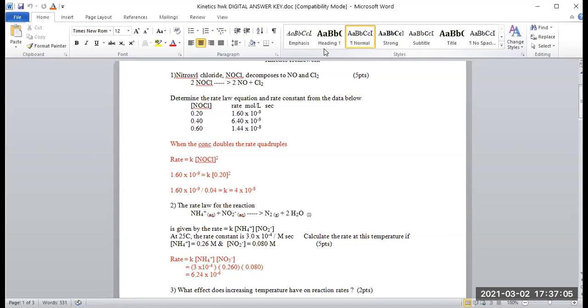Because remember, your choices are really limited to start with anyway. 0, 1, 2, 3 is pretty much it. This one ends up being a 2. I picked the top line of data to figure out what my K value was, but it shouldn't be substantially different if you picked one of the other two lines. I put in my rate, I put in my concentration, and I squared it and solved for K, which should give you 4 times 10 to the negative 8th.